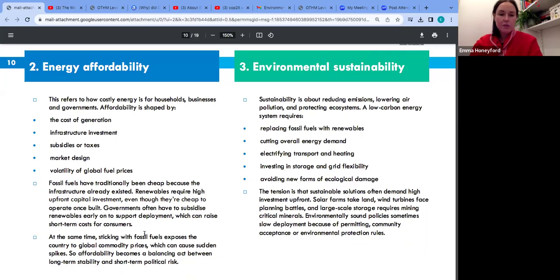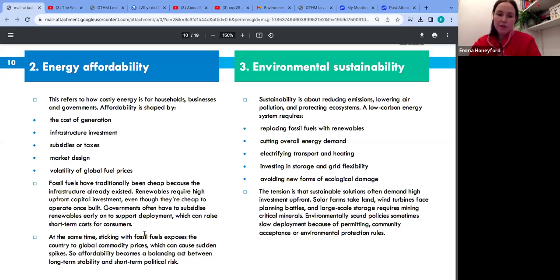Fossil fuels have traditionally been cheap because the infrastructure already existed. Renewables require high upfront capital investment, even though they're cheap to operate once built. It's the idea that a better quality piece of clothing costs more, whereas cheaper clothing, if you look at organisations such as Primark or Shein, especially Shein, which we know isn't sustainable, is very, very cheap. That's why it has taken off and is very popular. So it's just understanding how the market impacts.